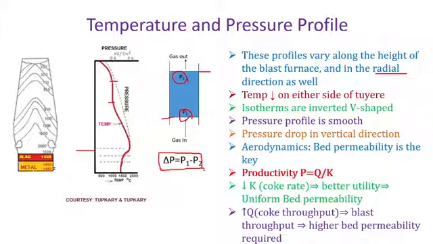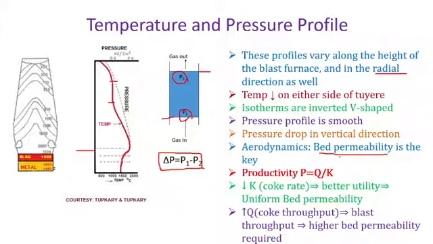Therefore, the uniform bed permeability of the burden plays a key role. Bed permeability plays a key role in maintaining the aerodynamics of the blast furnace, and in turn its productivity also. As a metallurgist, we should target to achieve higher productivity. If we want to produce more, blast furnace aerodynamics becomes more important.